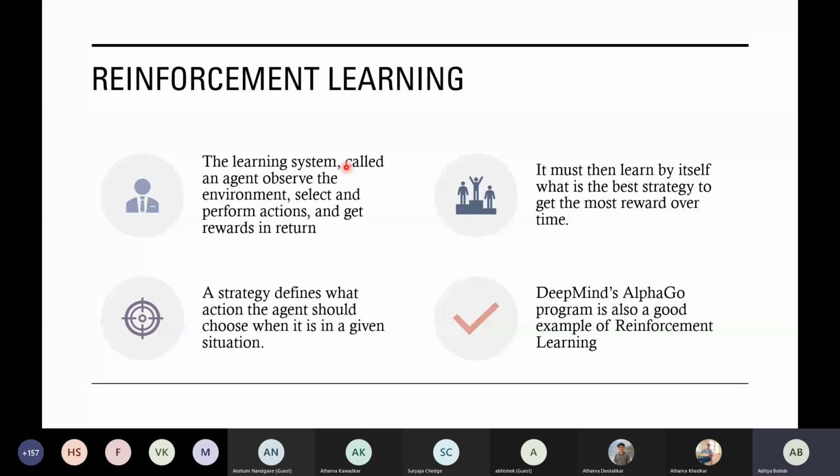Okay, so now the last topic is reinforcement learning. There is a learning agent. It tries to observe the environment and performs actions. And in return, it gets rewards or some pain kind of thing. So it learns by itself. It doesn't have labels or any data. It observes the environment and tries to learn on its own. DeepMind's AlphaGo is the best example of reinforcement learning.